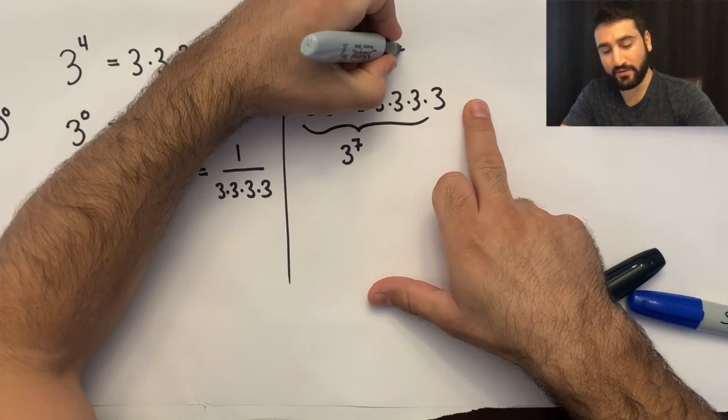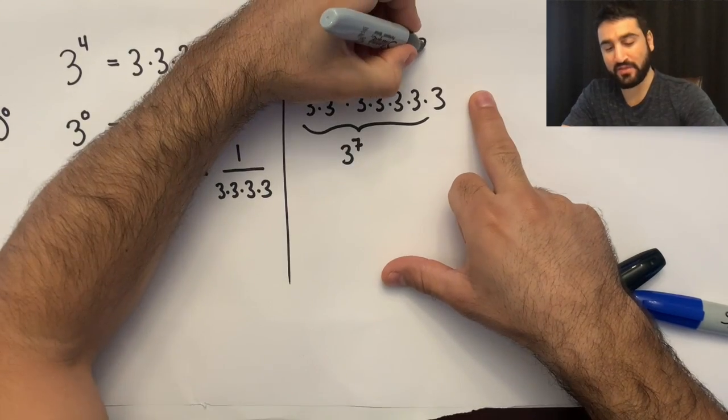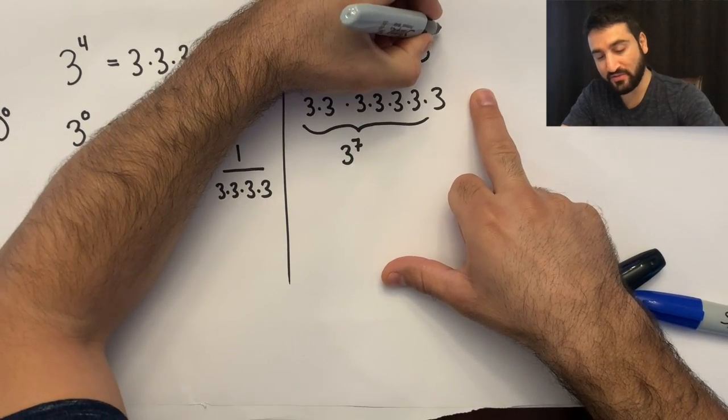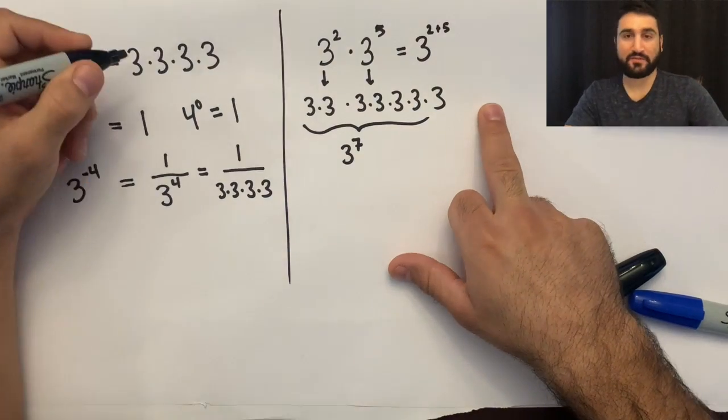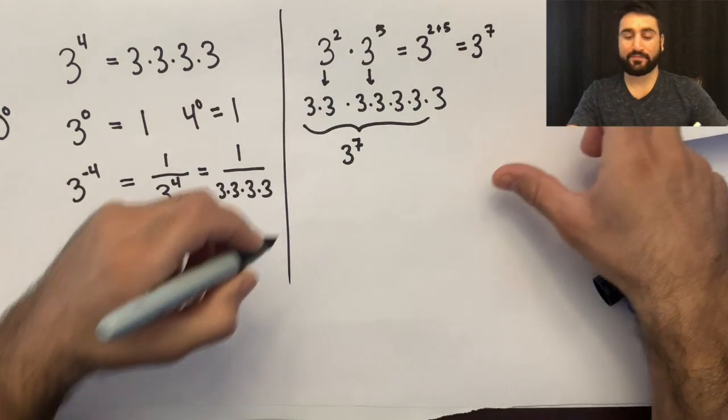The rule here is that 3 to the 2 times 3 to the 5th would be the same as 3 to the 2 plus 5, which is 3 to the 7th power. Okay?